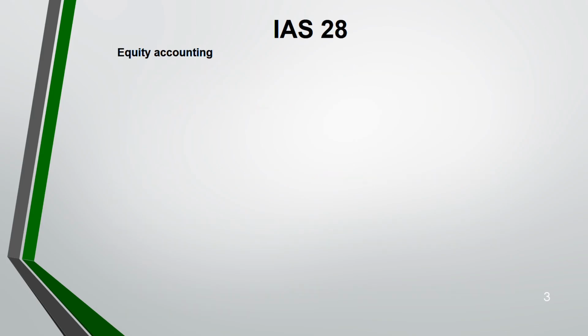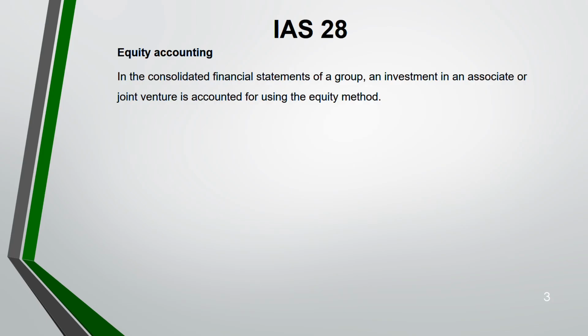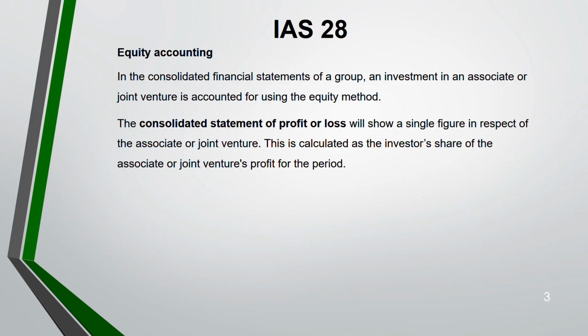Now, equity accounting. The one thing under IAS 28 is whether it's a joint venture or an associate. Once you have decided it's an associate or a joint venture, for both you have to use equity accounting to measure them in your financial statements. In your consolidated statement of profit and loss, they will only show a single figure regarding the associate or joint venture. That is the investor's share of the associate's or the joint venture's profit for the year. That is the only one figure which they will show.